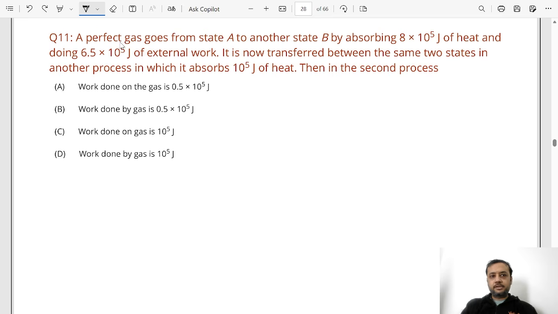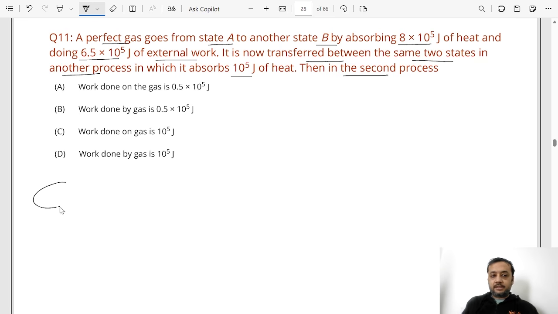Right. In this question, a perfect gas goes from state A to state B by absorbing 8 into 10 to the power 5 joules of heat and doing this much of external work. It is now transferred between the same two states in another process in which it absorbs 10 to the power 5 joules of heat. Then in the second process, we have to find the work done.